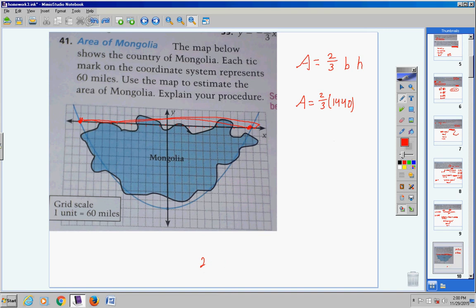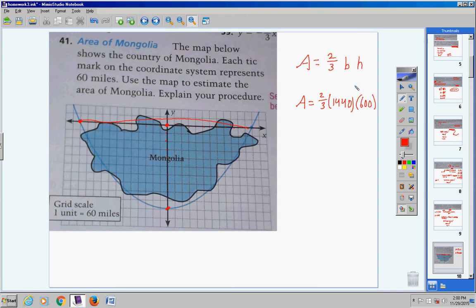Now, let's find the base, or excuse me, the height of this parabola. So the height from here, where the base is, to the bottom would be 1, 2, 3, 4, 5, 6, 7, 8, 9, 10. Now, each tick mark is 60, so 10 times 60 is 600, so my height would be approximately 600.